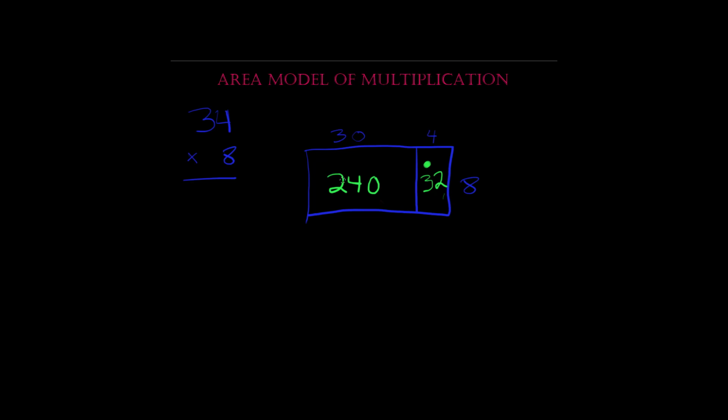So what we're going to do is each one of our rectangles, or each one of our sections in here, we're going to add together. So I'm going to add 240 plus 32. This one's pretty easy, so I'm just going to do it mentally in my head. So we're going to come up with an answer of 272. So 34 times 8, that answer is 272.